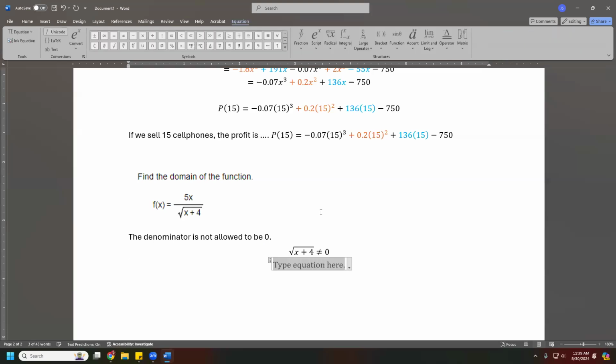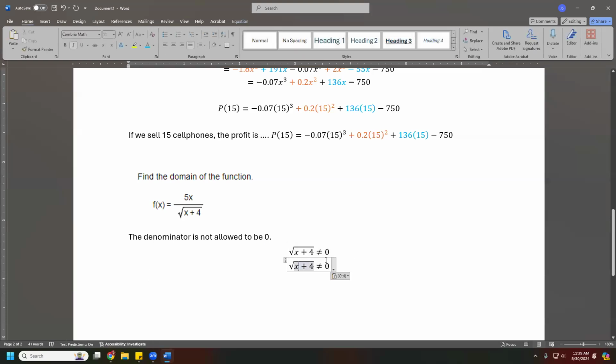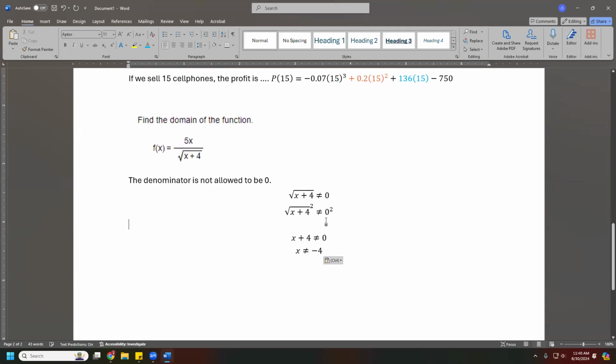Okay? The opposite of a square root is a square. So I need to square both sides. Square and square root cancel each other out, and it just leaves me with what was underneath the root. 0 times 0 is 0, so that simplifies like this. Now I would want to subtract the 4 from both sides, so I get that x does not equal -4.